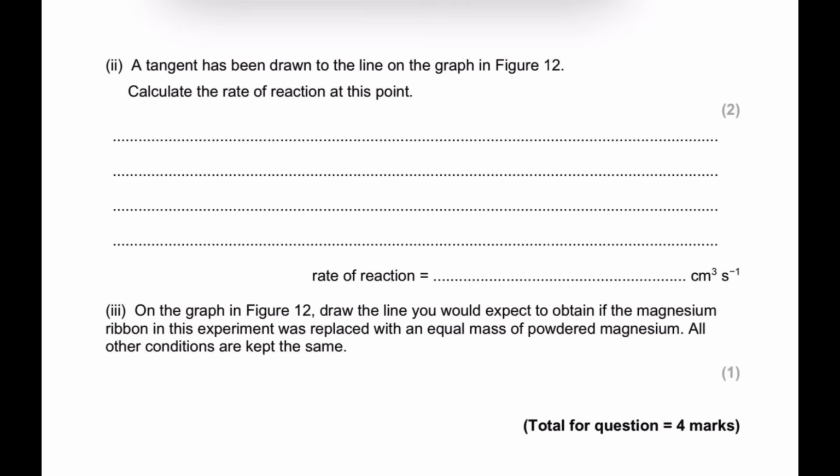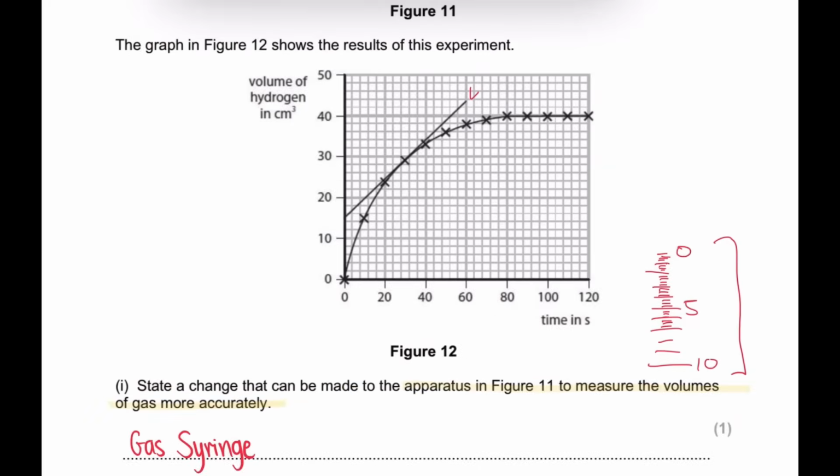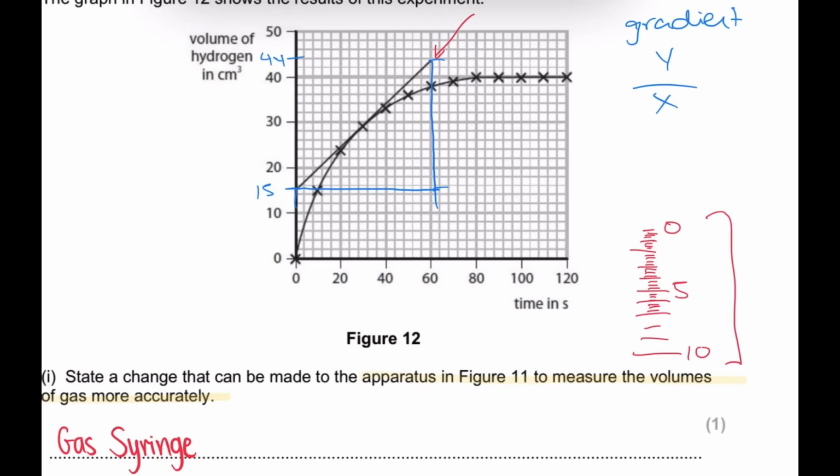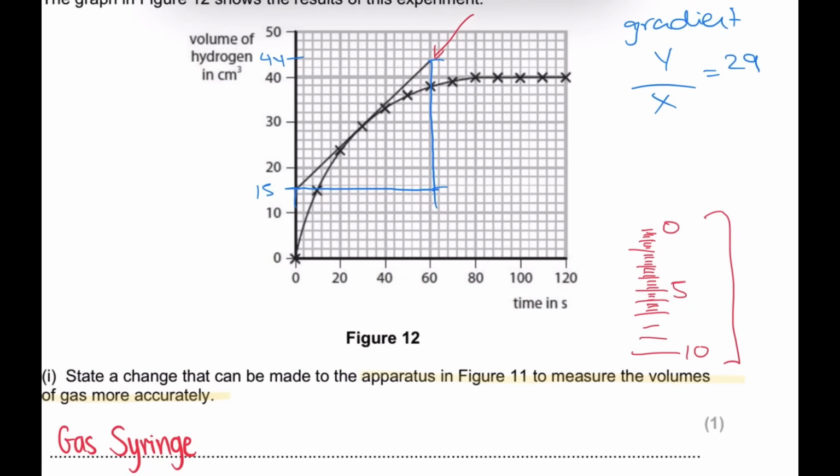A tangent has been drawn to the line on the graph in figure 12. Calculate the rate of reaction at this point. Here is our tangent. To find rate of reaction, what we do is calculate the gradient of this line. We do y over x. So all we have to do first is draw a triangle where this tangent is, and we just need to see what this value is and what this value is over here. So over here we can say it's around 15, and this goes up to 44. So all we do is 44 minus 15, and we would get 29 as our y coordinate. Now if we go up here, it just goes up to 60, so our x is 60.